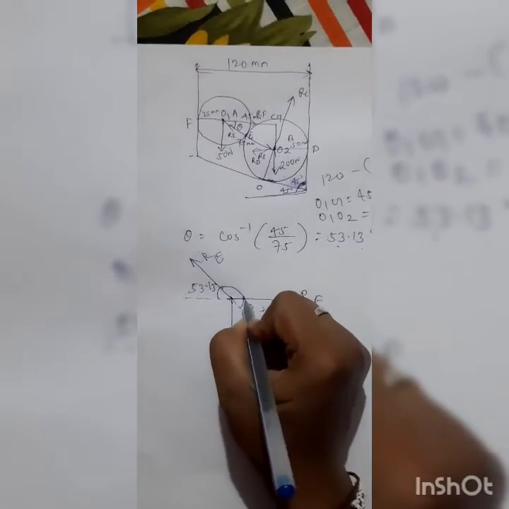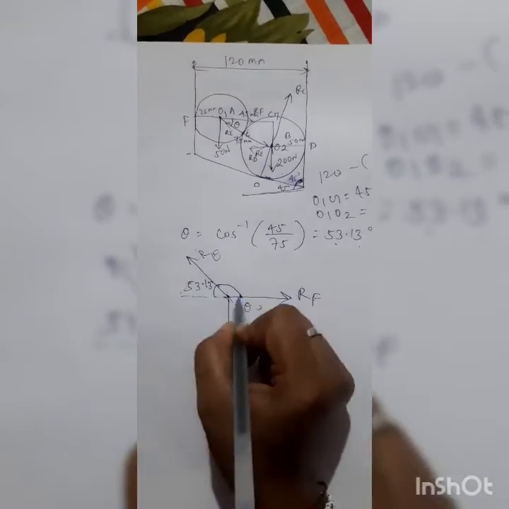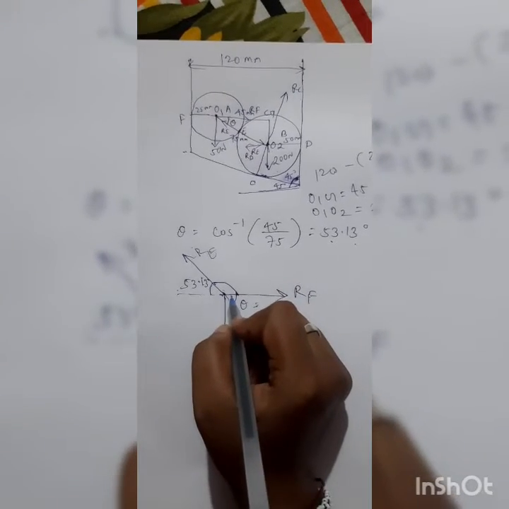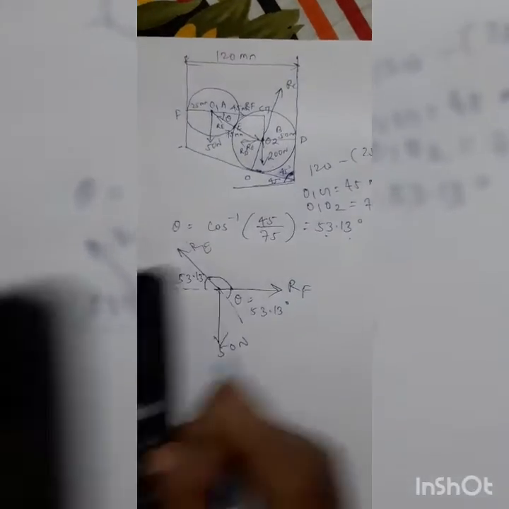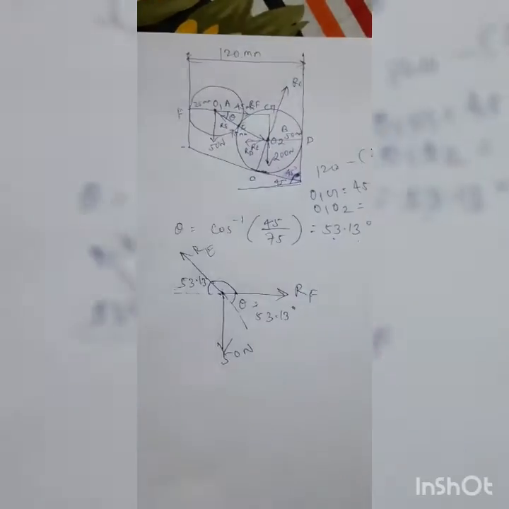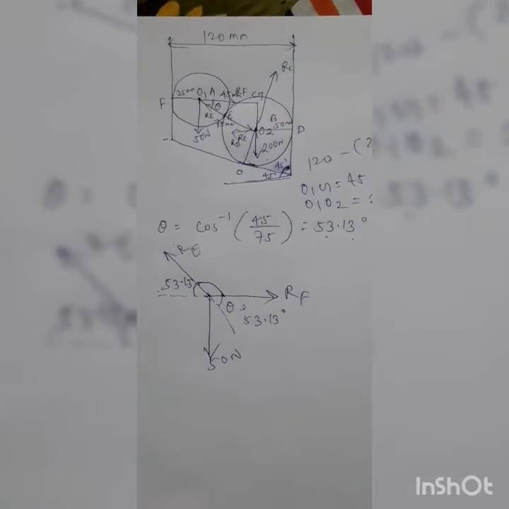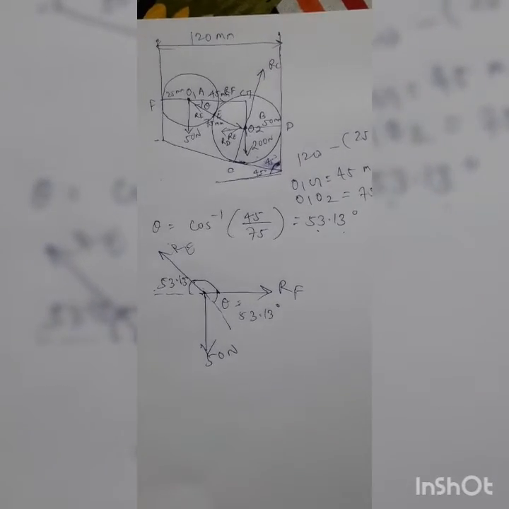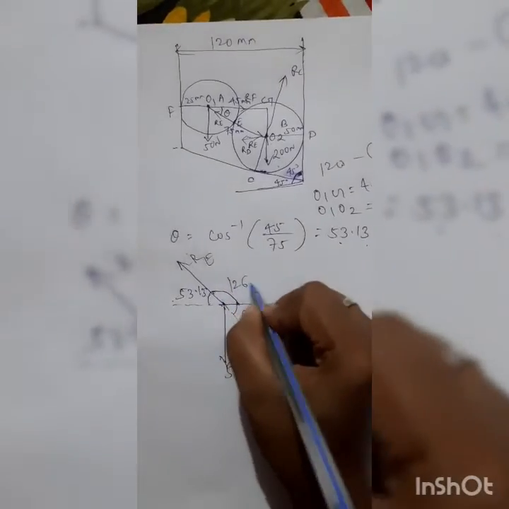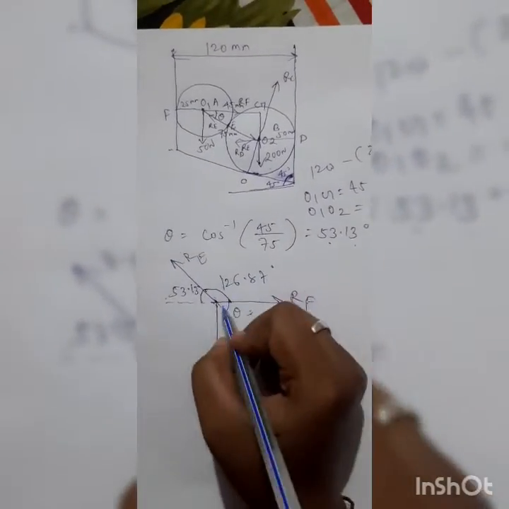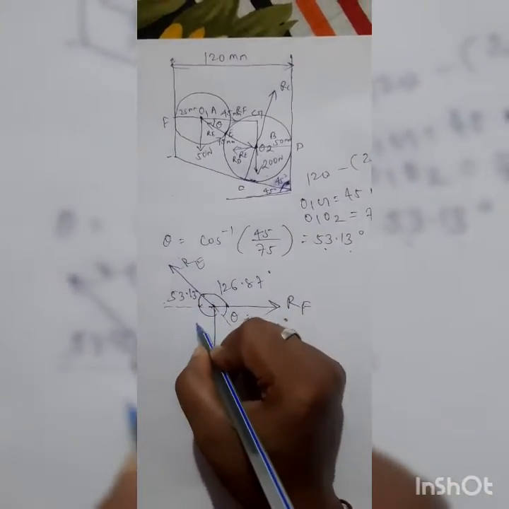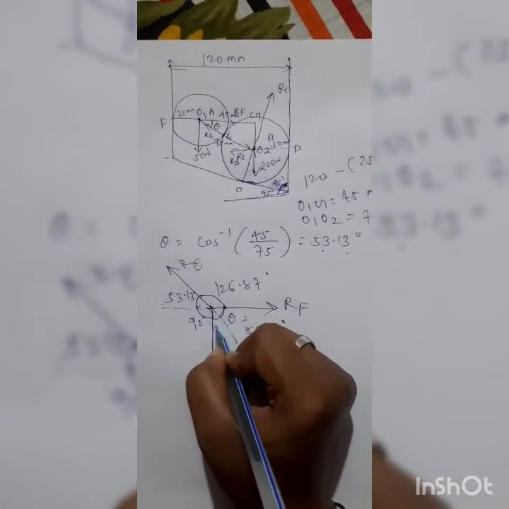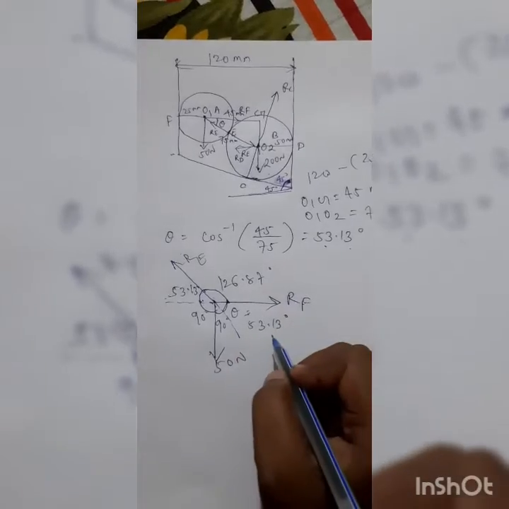So what is this value? We know the angle of a straight line is 180 degrees. So from here to here it is 180 degrees, and from here to here it is 180 minus 53.13. Let me check this value: 180 minus 53.13 is 126.87. This is 126.87 degrees. And we know that weight always acts vertically downward. So from here to here it is 90 degrees, and also from here to here it is 90 degrees.